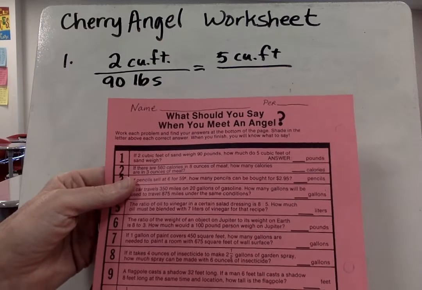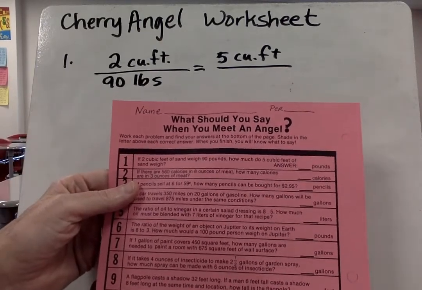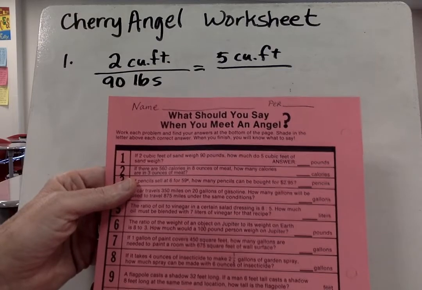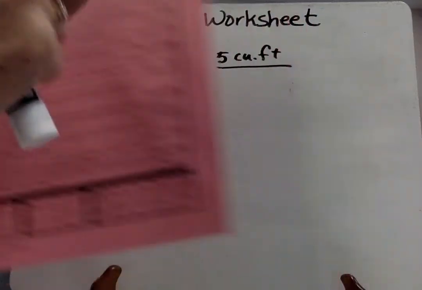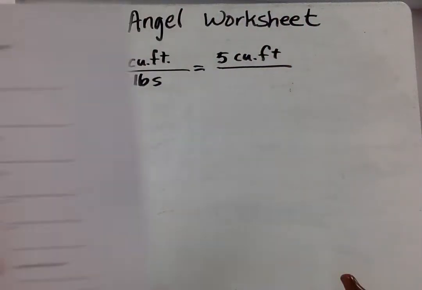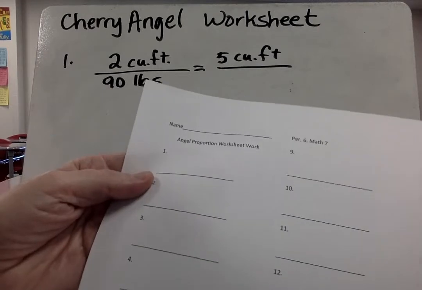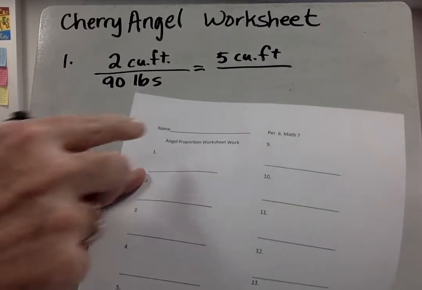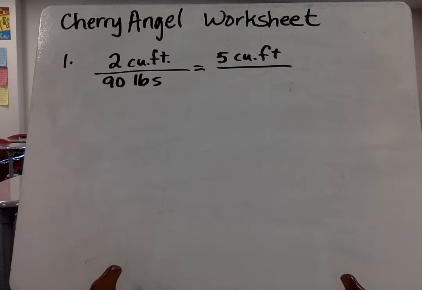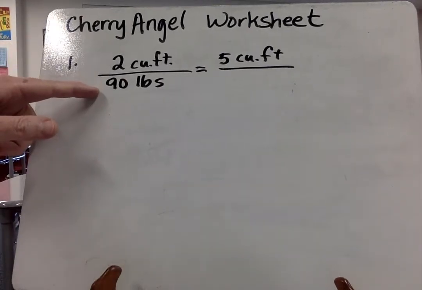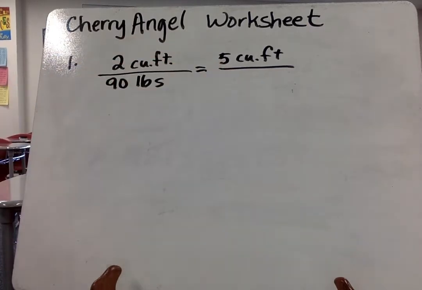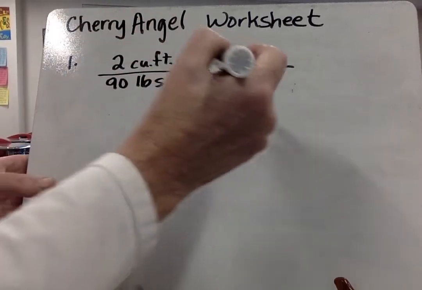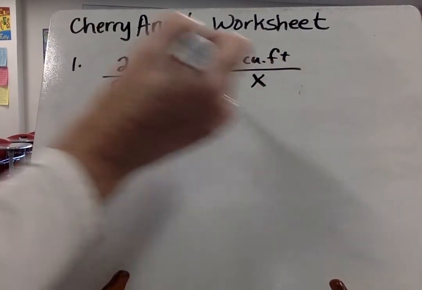Okay? Our problem number 1 says if 2 cubic feet of sand weigh 90 pounds, how much do 5 cubic feet of sand weigh? And our answer is going to be in pounds. So for this, you will also have a white worksheet here that I want to see all your work on. So number 1, it's a proportion where we say 2 cubic feet weigh 90 pounds, and we need to know how much 5 cubic feet weigh. So we're going to start this as a proportion, and we need to know how many pounds that will weigh, so that's where the X goes.